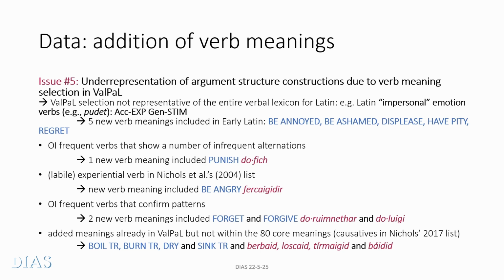For Old Irish, the added meanings are punish, which has some specific infrequent alternations. Ferccaigidir for be angry, so that's the new meaning, which is a label verb. For forget and forgive, the counterparts were also added. And also meanings which were already there but outside the original core sample of 80 meanings: the transitive counterparts to boil, burn, be dry, and sink, which I already mentioned. So these meanings are also in the database.